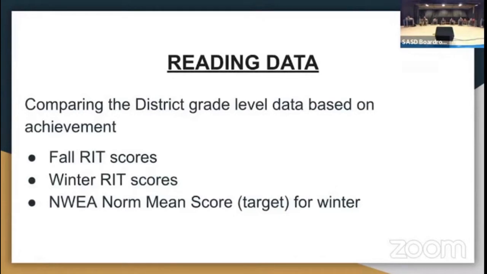So first, I'm going to give you a little lens of our reading data. I'm going to show you a couple different graphs. So the first graphs are going to compare the district grade level data based on achievement. So you're going to see that fall RIT score, you're going to see that winter RIT score, and then I have that NWEA normed mean RIT score. That's like the target we want our grade level to be at for the winter.